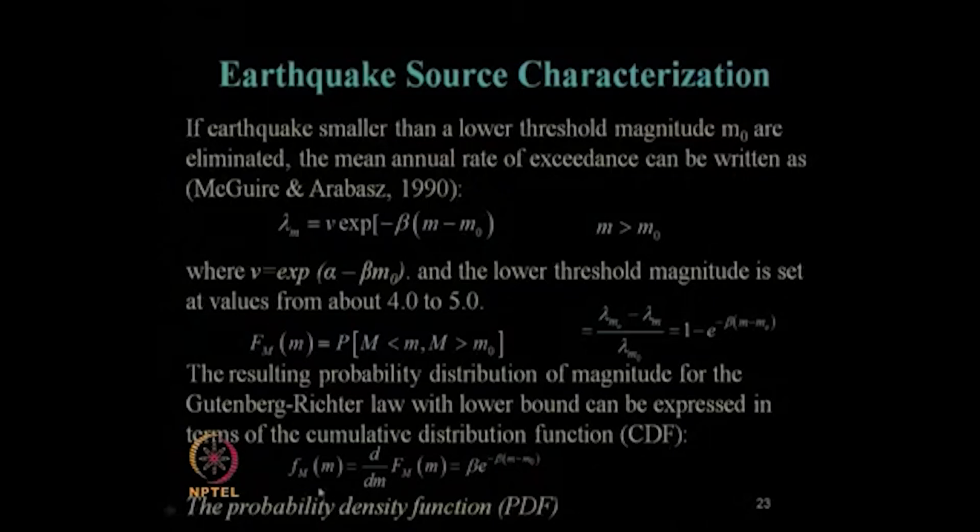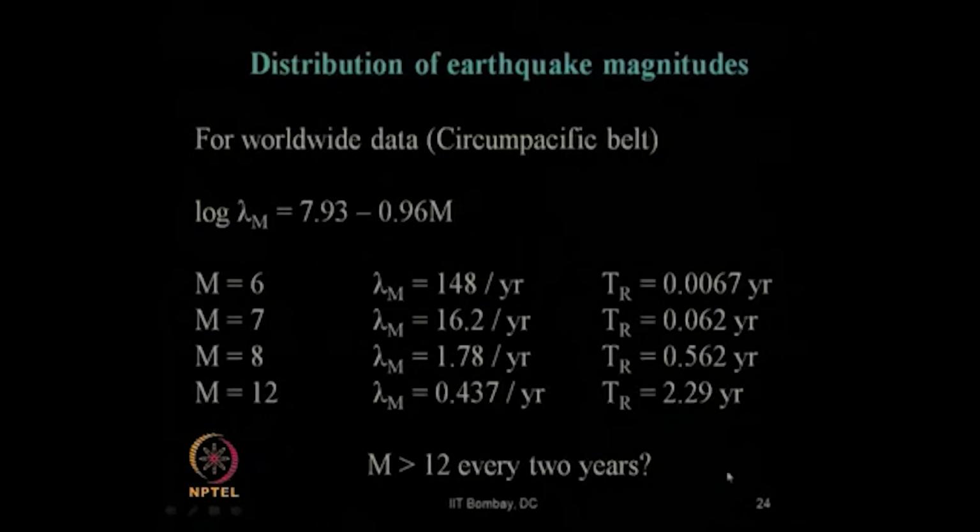Probability density function is nothing but the first derivative of this distribution function with respect to the chosen magnitude. So, d by dm of F of m, this function, if you differentiate, you should get this expression, that is beta e to the power minus beta m minus m naught, because if you differentiate this one with respect to m, that is what we should get, right. Okay. So, this is known as the probability density function for the cumulative distribution function.